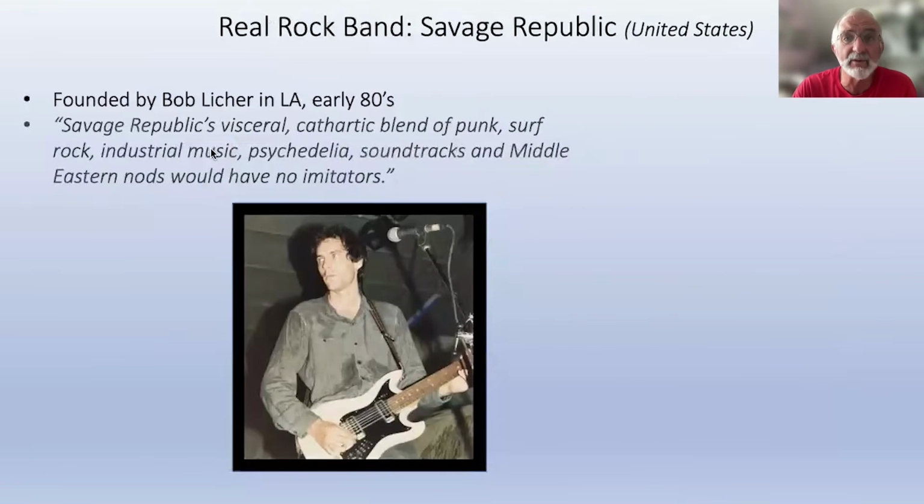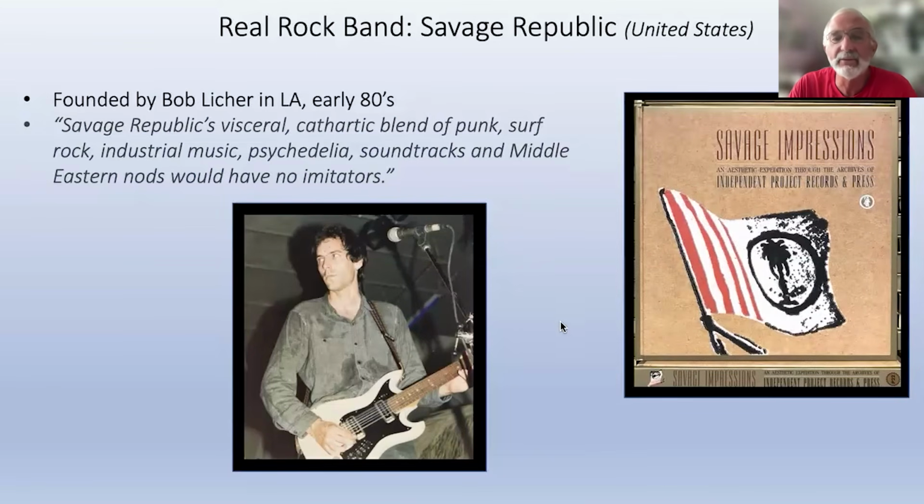Who was it? Savage Republic was a rock band, founded by Bob Litcher in the early 80s. And this description is something incredible: visceral, cathartic blend of punk, surf rock, industrial music, psychedelia, soundtracks, and Middle Eastern nods would have no imitator. And this was his logo. But this is an album cover.